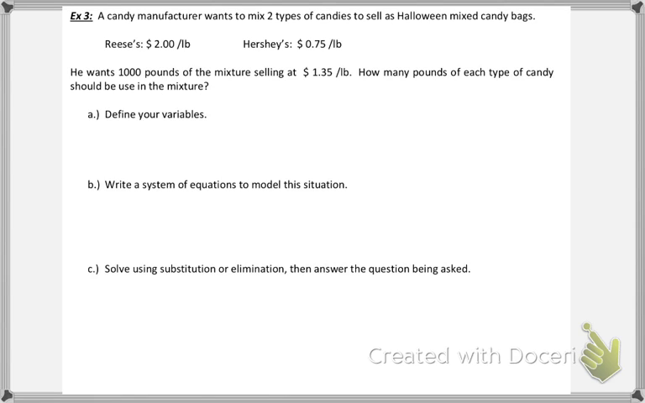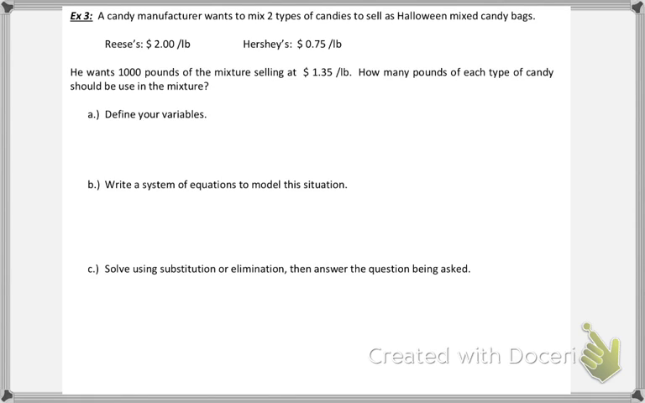So he wants to mix Reese's and Hershey's, and he wants to make 1,000 pounds of the mixture. And then he's going to sell this mixture by the pound. He's going to sell it for $1.35 per pound. And so that obviously means that we're not going to put in 50% Reese's and 50% Hershey's, right?